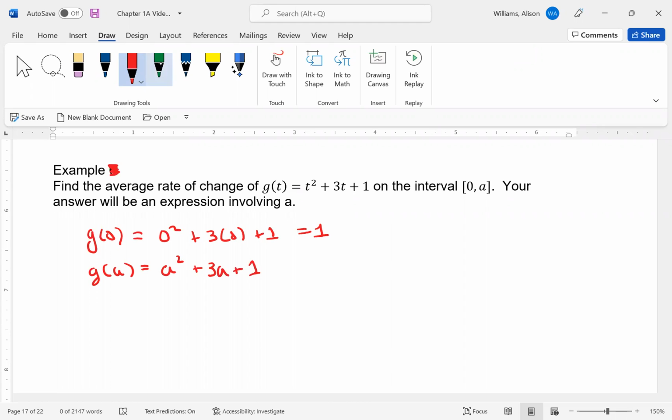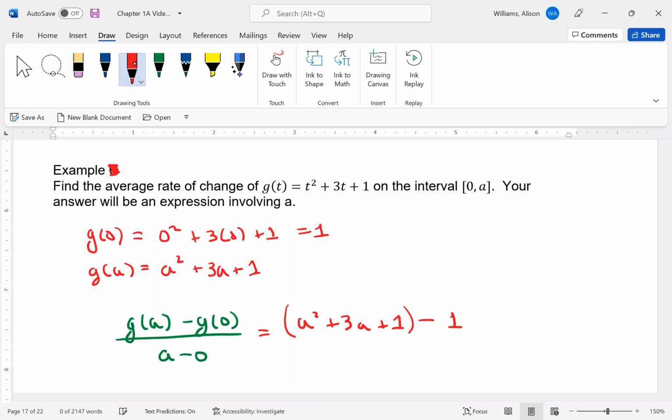All right, so according to the formula then, I would do g of a minus g of 0 over a minus 0. Using the notation from this problem, the g instead of f, 0 and a is representing our two values. Okay, so here we go. We are going to have a squared plus 3a plus 1 minus 1, because that's g of 0, right? So this is g of a, this is g of 0. I don't need those parentheses. I'm just doing that to show you the two values. And then over a minus 0.